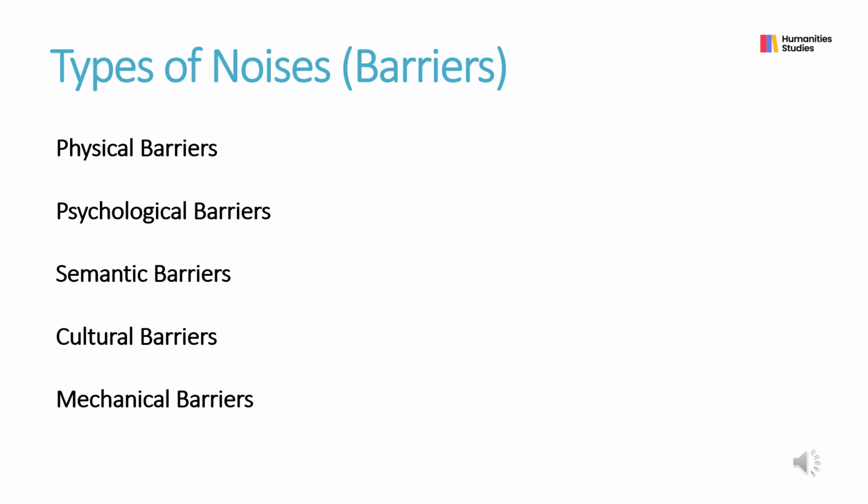Overall, noise can have a significant impact on the communication process, making it important for both the sender and receiver to be aware of potential sources of interference and take steps to minimize their effects. This can include using clear and concise language, avoiding technical jargon or unfamiliar words, and being aware of cultural differences that may impact how a message is received. Additionally, it can be helpful to minimize external distractions, such as background noise or other interruptions, to ensure that the message is received as clearly as possible.